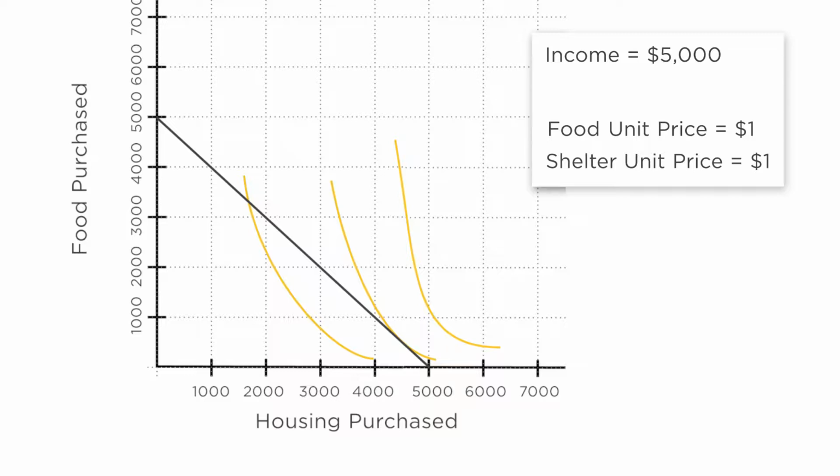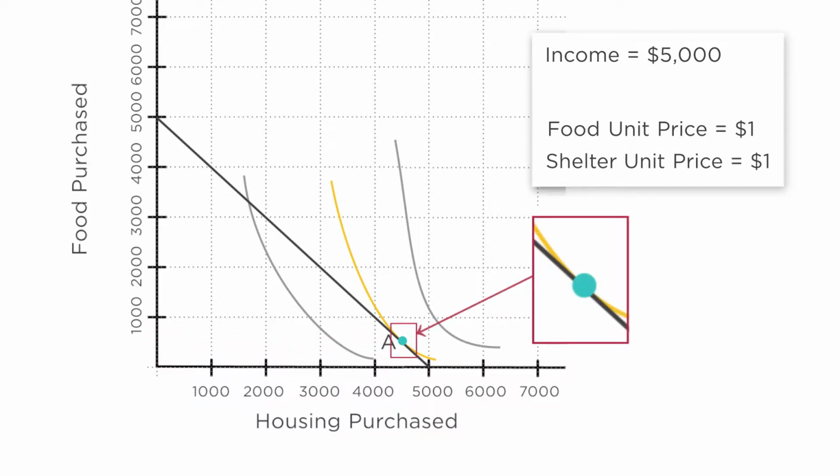The highest indifference curve that a person can afford is the one that just barely touches the budget constraint, here at 500 units of food and 4,500 units of housing. As we showed earlier, this is the indifference curve that's tangent to the budget constraint at point A. So this is the combination that gives him the highest utility at a budget of $5,000. It is at this point that the marginal cost of food, the slope of the budget constraint line, is exactly equal to the marginal benefit of food, the slope of the indifference curve. So utility is maximized at this point.